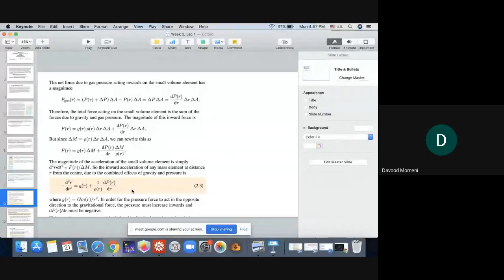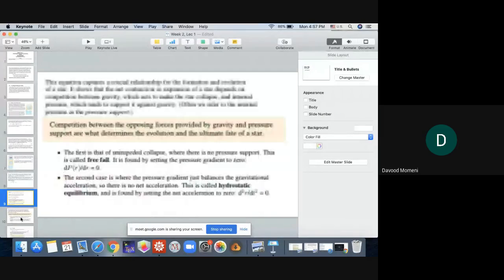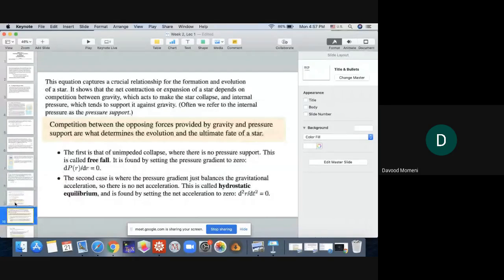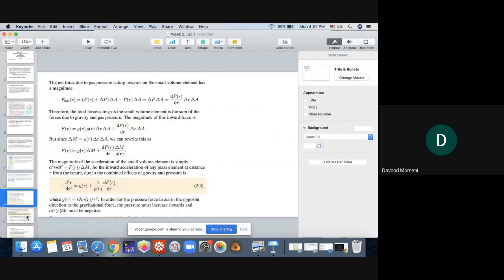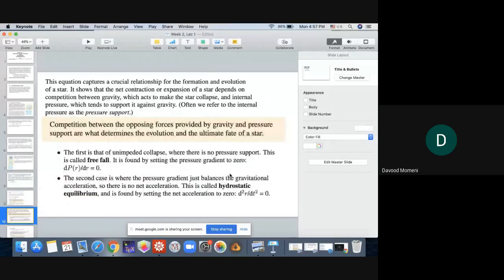I want to raise a question here before I go and show you the examples. Let's talk about this slide. This equation is very fundamental. The equation will give you the gradient of pressure, which is negative, with respect to the gravitational acceleration and the acceleration of particles. So there is a competition between gravity and pressure.